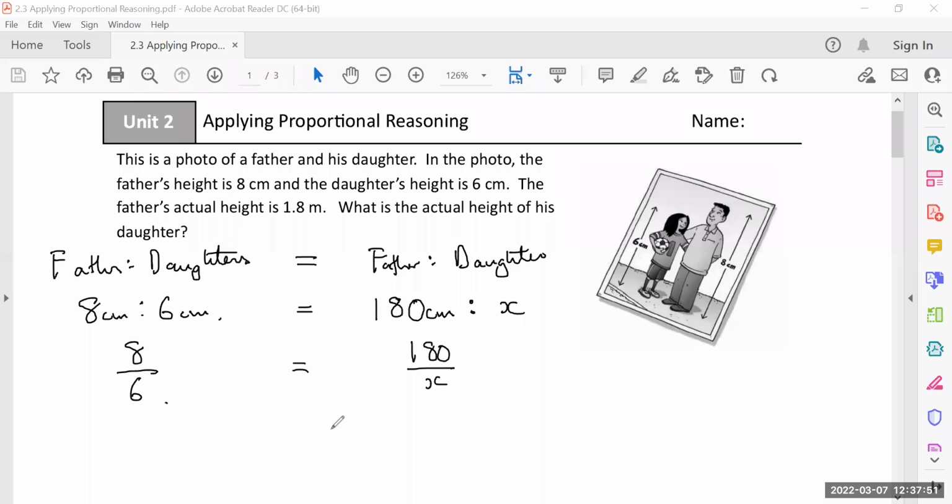But again, I want to push algebra onto you because it's going to be helpful for a lot of other things other than just proportional reasoning. It's going to help you with the rest of mathematics. And so here it is.